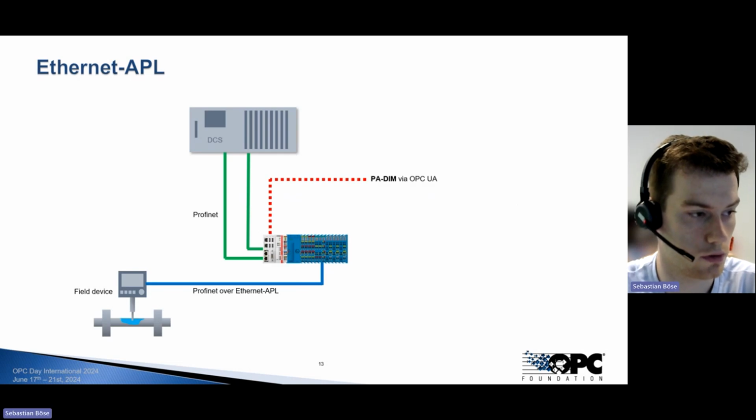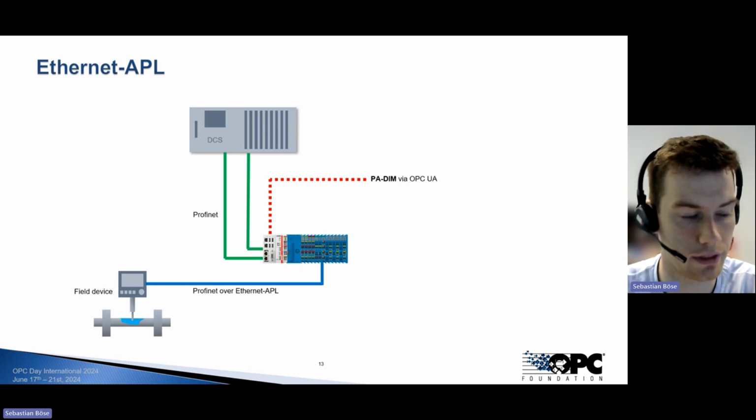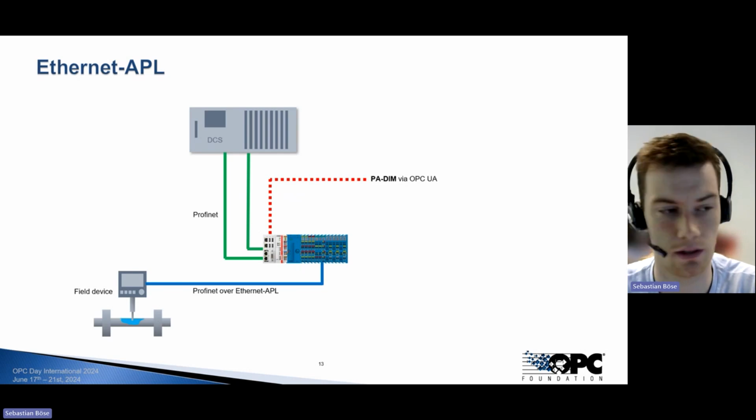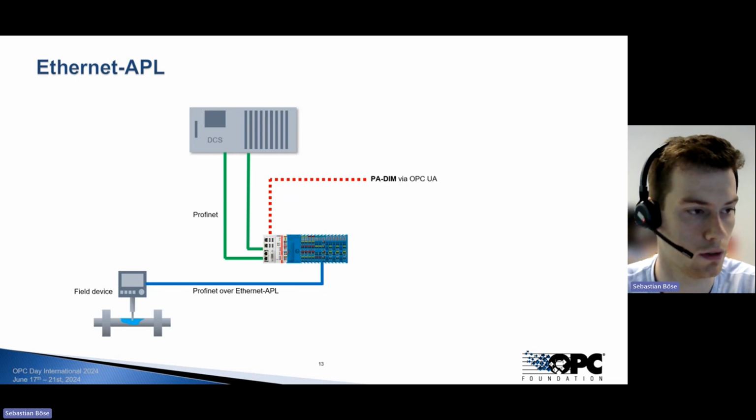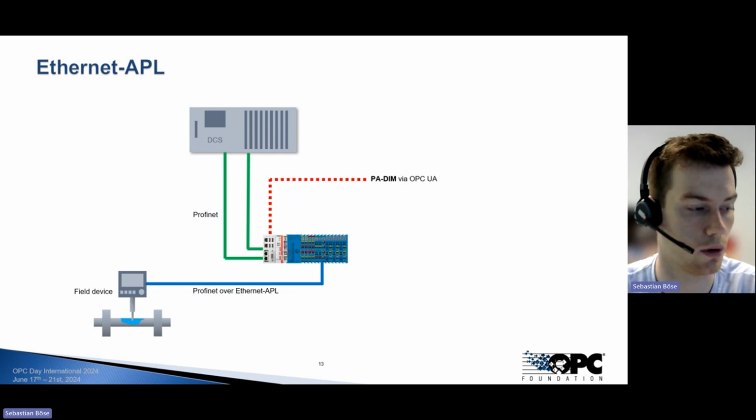This is also an option, just to show you another option that we can implement, like directly putting a remote station with a controller in the field, where you can directly access the PA-DIM over OPC UA from the field, which makes it easier to just have one device in the field and not have a switch and a second switch and our field device, our edge device.